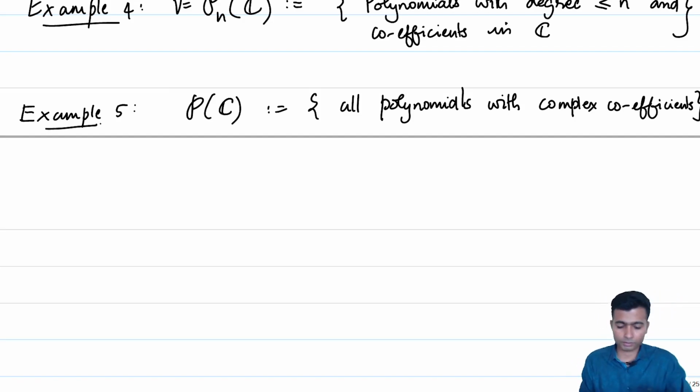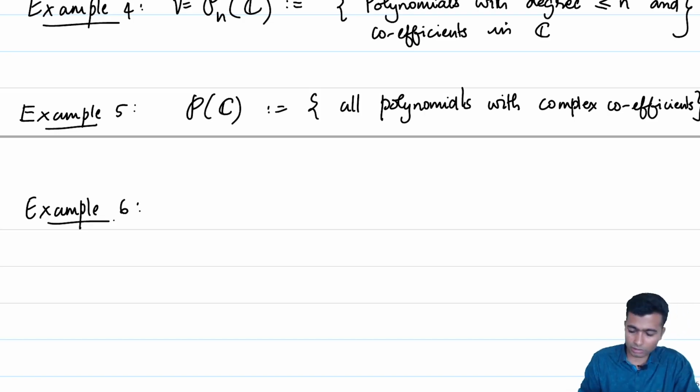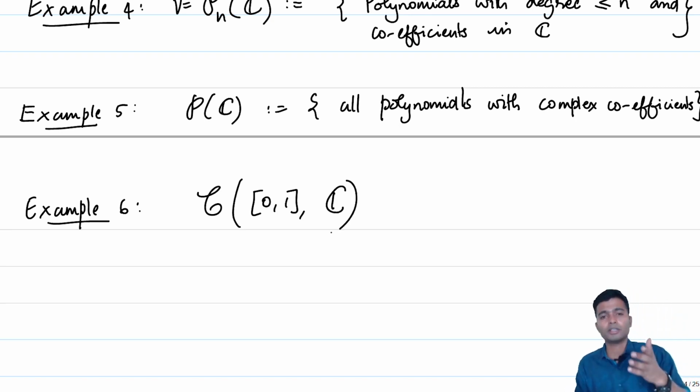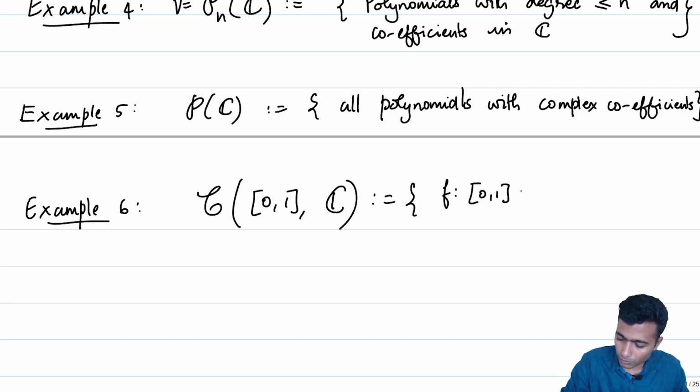All right. What other examples? Okay, next example. Example 6 is, let's say we considered real valued continuous functions. Now let us consider, let me put a comma and put a C to denote that now we are considering complex valued continuous functions. So this is defined to be the set of all f from [0, 1] to C such that f is continuous.